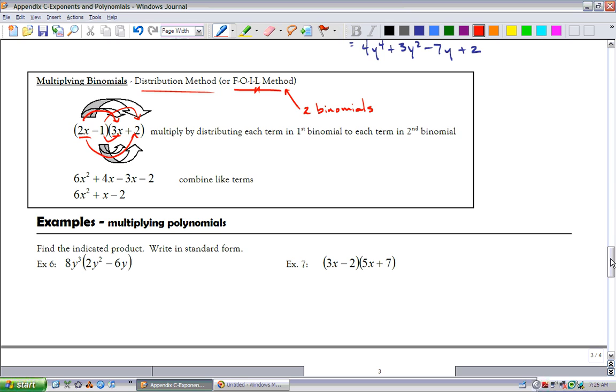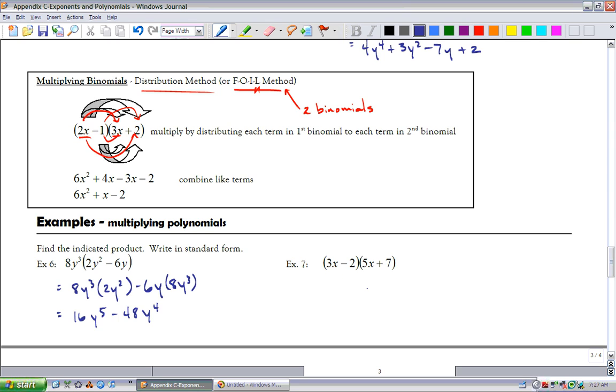We also want to look at the distributive property, which again is a pretty basic algebra skill. So here in the first example, since we only have one term out front and this is a monomial times a binomial, we can just distribute here and here. So really what we end up with is 8y cubed times 2y squared minus 6y times 8y cubed. You've got to multiply both terms inside there by 8y cubed. We end up with 16y to the 5th minus 48y to the 4th.